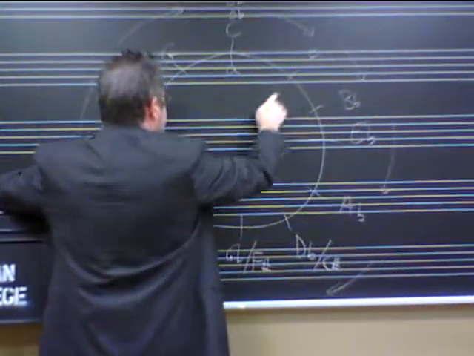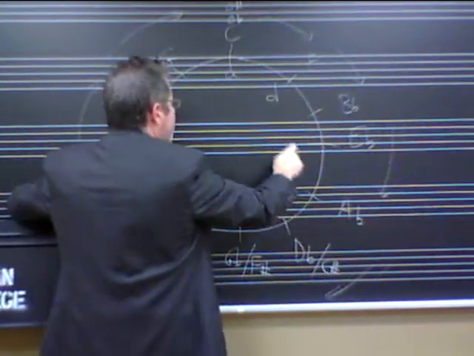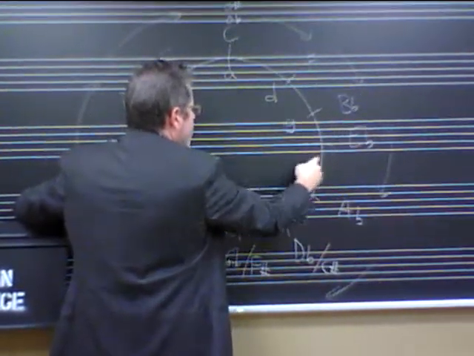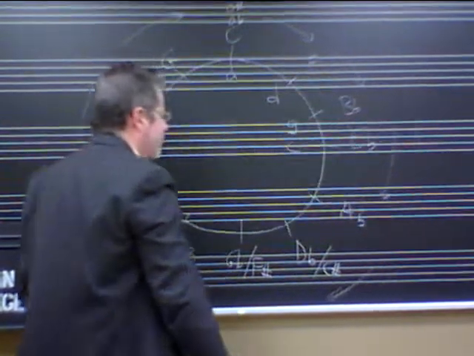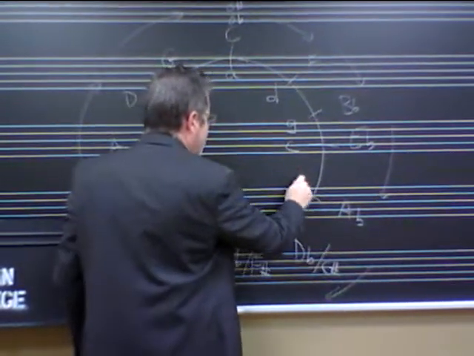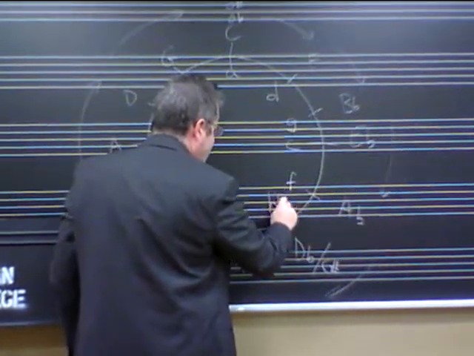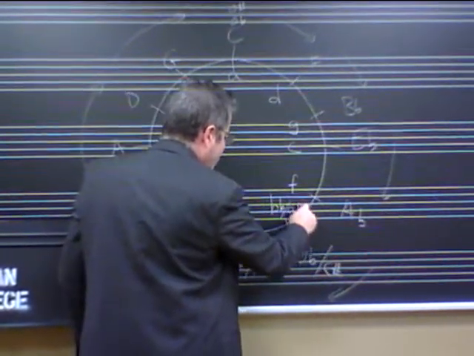So with F, it's going to be D minor. Pretty cool, huh? With B flat, it's going to be G minor. With E flat, there it is, C minor. And I use lowercase letters. With A flat, it's F minor. With D flat, it's B flat minor. C sharp is going to be A sharp minor.